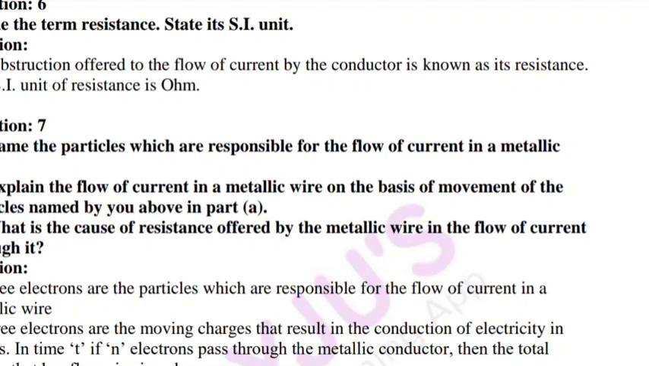Question number 7 (a): name the particles which are responsible for the flow of metallic current. The answer is free electrons, the particles responsible for the flow of current in a metallic wire. Part (b): explain the flow of current in a metallic wire on the basis of movement of the particles named by you in part (a).